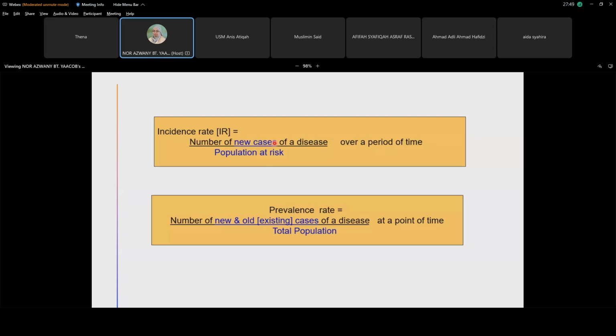So incidence rate is new cases per population at risk over a period of time. Prevalence is new and old cases over the total population. Okay, so if it's diabetes, then we had better use prevalence. For non-communicable disease, we use prevalence rate. That means the new cases and old cases over the total population, the number of people in the kampung.